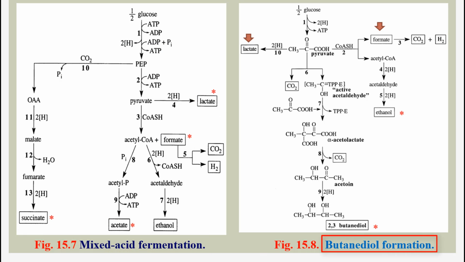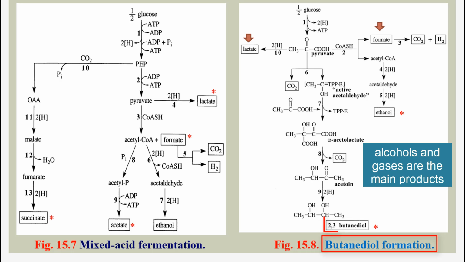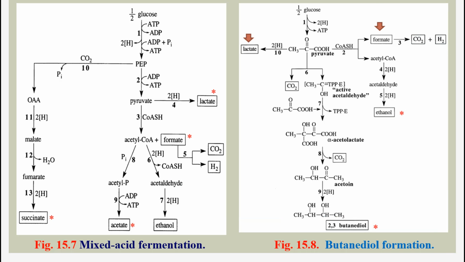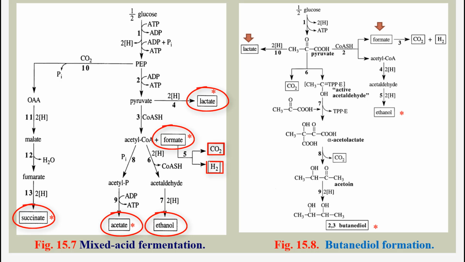In butanediol fermentation, alcohols such as butanediol and ethanol, as well as carbon dioxide and hydrogen, are the main products. Acids such as lactate and formate are produced in small amounts. Note that acetate and succinate are not produced in butanediol fermentation. Because small amounts of acids are produced, the pH in the fermentation product is 6. So the products of mixed acid fermentation are succinate, lactate, acetate, ethanol, formate, carbon dioxide, and hydrogen gas.